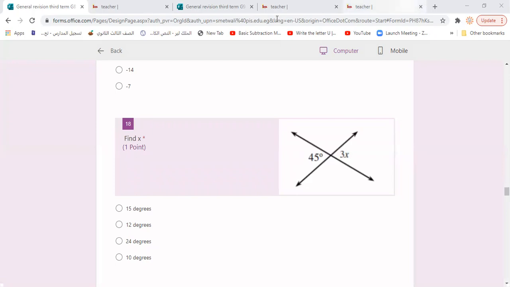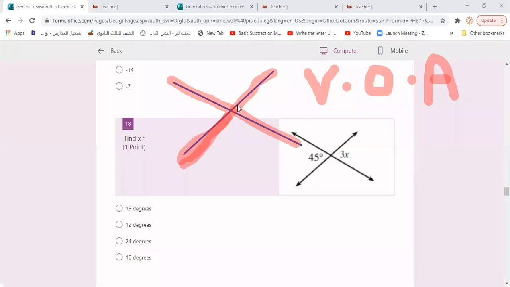Yes, miss. Two lines intersect. So we can say that we can see letter V from this side and another letter V from the other side, which means we have two vertical angles. Two vertical angles, they should be what? Equal in measure. They should be equal in measure.